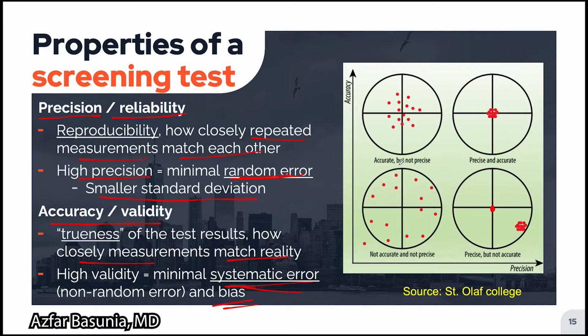So in the first plot here, the test measures approximate the true value in the middle, but they are not close to each other, so the test result is accurate but not precise. In the graph here, the test results are both close to each other and approximate the true value, and thus the results are both precise and accurate. In this case, the test results are close to each other, but they are not approximating the true value, thus they are precise but not accurate. And in the last case, the test results are all over the place and they are not approximating the true value, and thus they are neither accurate nor precise.